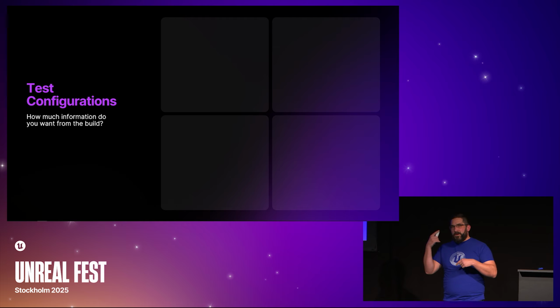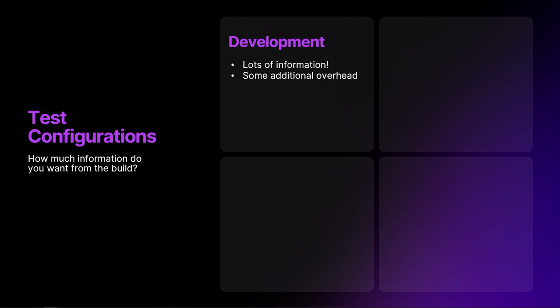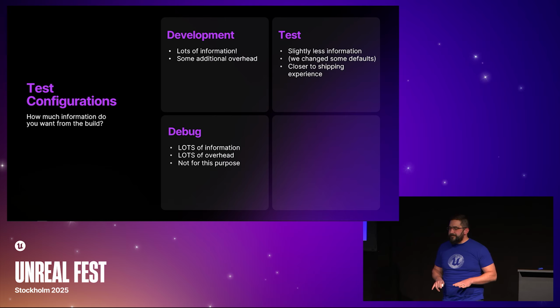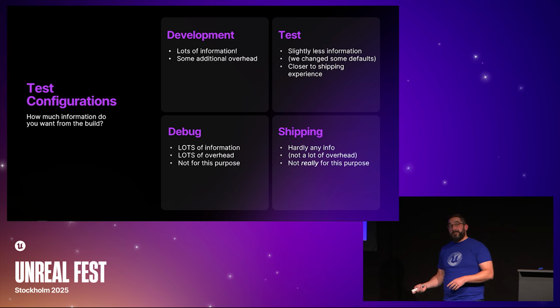The other thing that you're probably going to have to think about here is different build configurations. If you are not already aware, the top two are going to be development, which has a lot of information, but some additional overhead. There's also the test configuration, which has slightly less information. We did change some defaults, and it's a little closer to the shipping experience because there's less overhead. There is debug. That's not for this purpose. There's way too much overhead. Debug is not for us. And then shipping. You're not going to get a lot of information out of shipping because there's no real overhead. And again, it's not really for this purpose. So we're going to probably do either development or test.